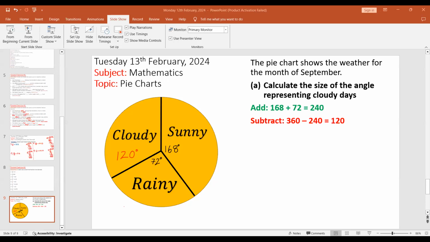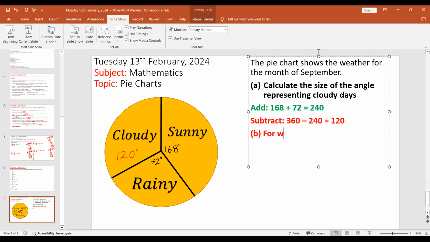Okay, so the next question is, so we already know how many degrees is representing cloudy days. This is an interesting question. We haven't done anything like it before. It says, for what percentage of the days is it rainy? It's a very good question. B, for what percentage of the days was it raining?